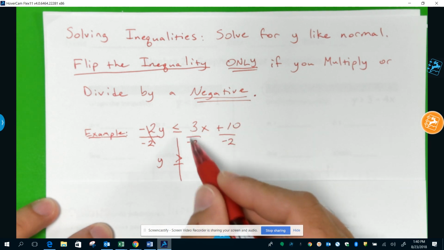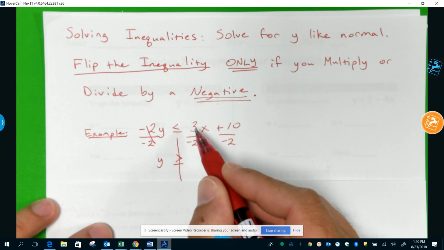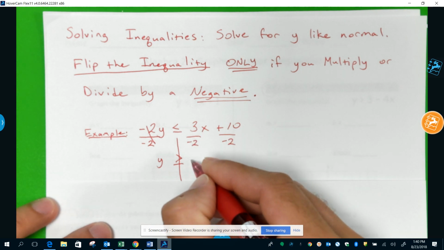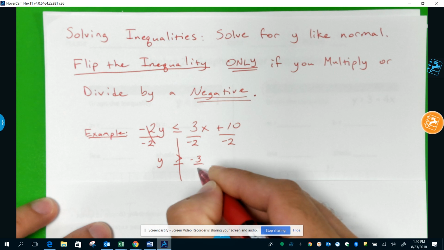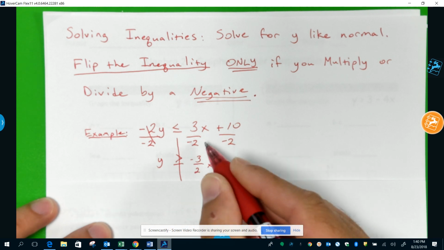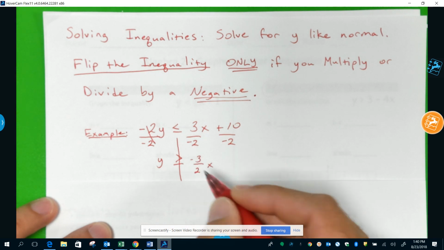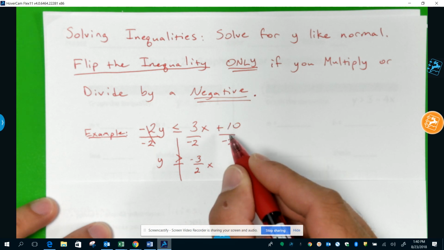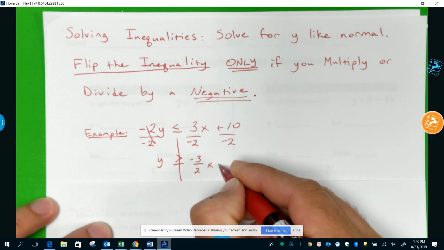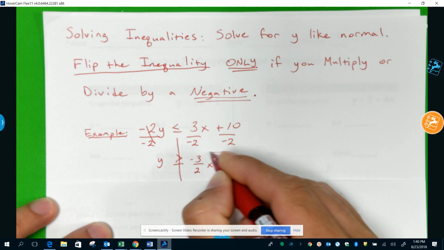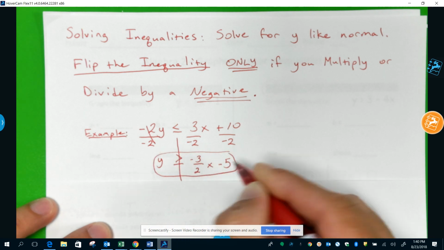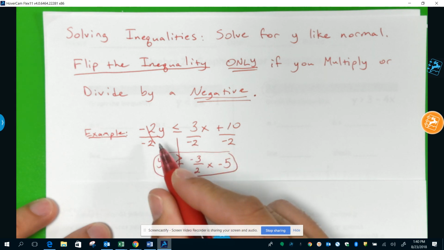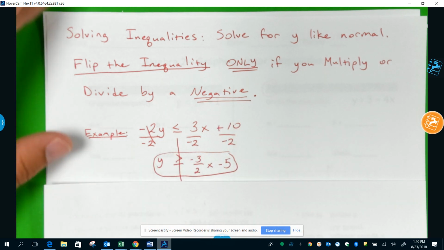Okay, so we treat this the same as always. 3 divided by negative 2, that doesn't reduce, but we want our negative to go up top. So we call it negative 3 over 2x. That's going to be our slope. And then our y-intercept is going to be 10 divided by negative 2, which is just negative 5. Okay, so in that example, we had to flip our inequality sign because we divided by a negative number.